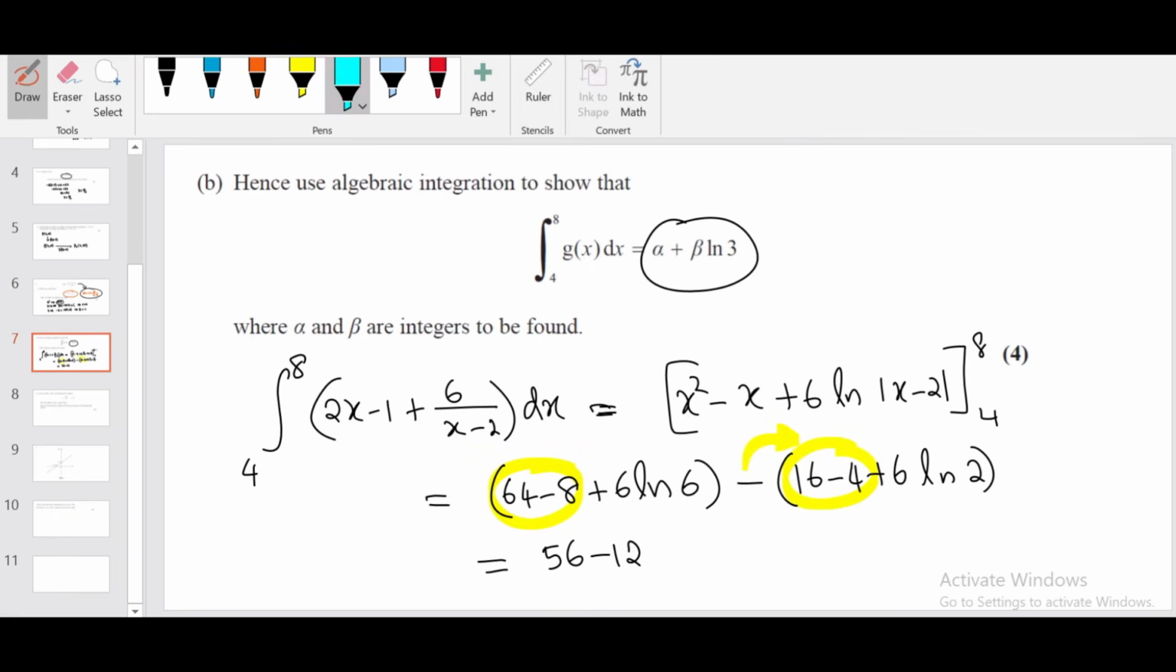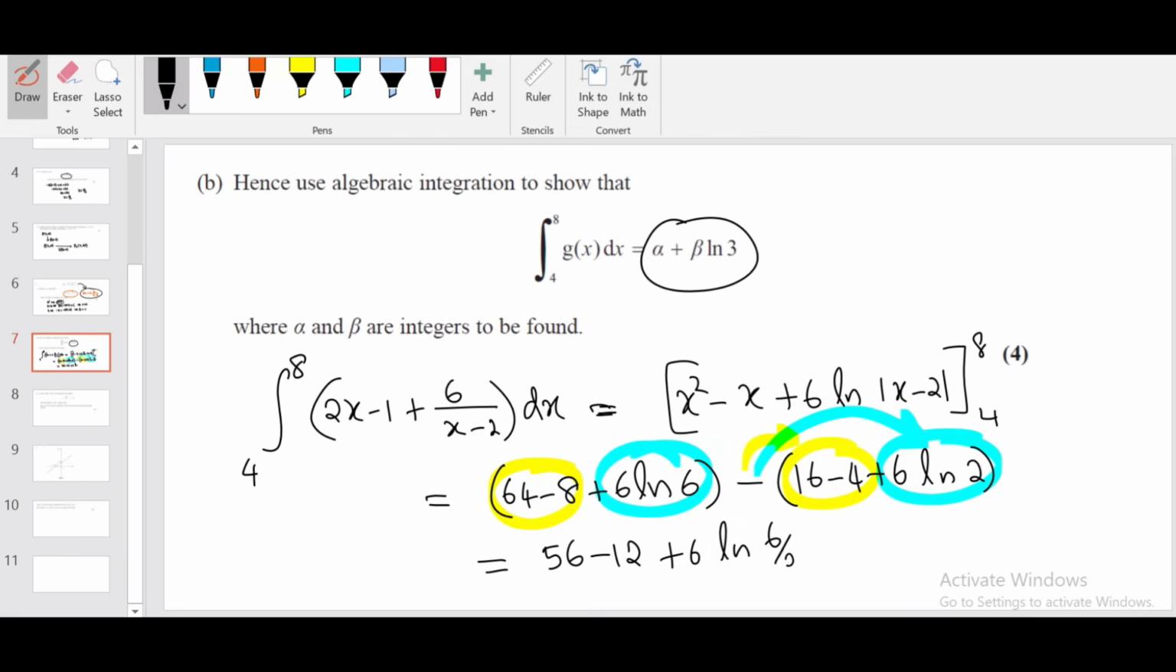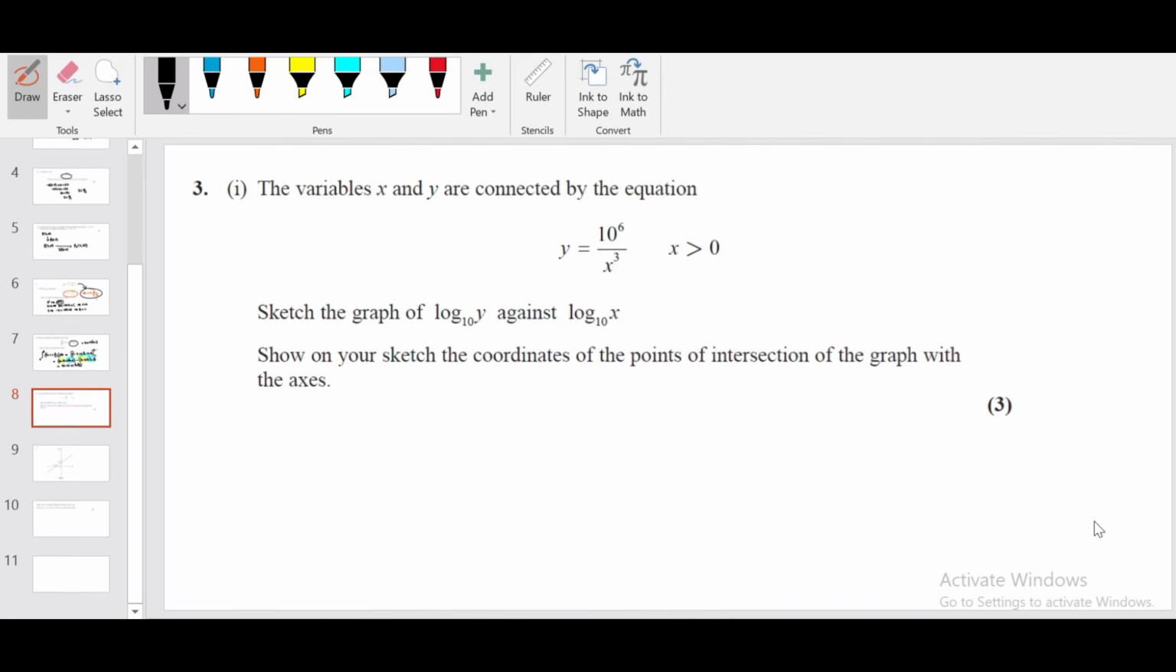And then you have 6 ln 6 minus 6 ln 2. If you take 6 as a common factor, it's ln of 6 over 2. So your answer is 44 plus 6 ln 3. That's the final answer. Question number 3.